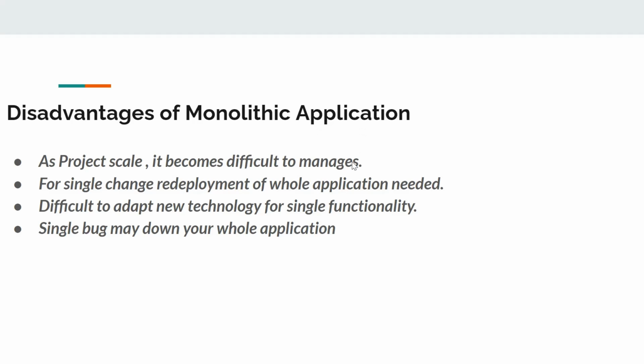A monolithic application is one whole project, with one virtual machine deployment. And the third difficulty is adapting a new technology for single functionalities. Your project is only Python code, only Python. So in future, if you change your application, it does not adapt properly.